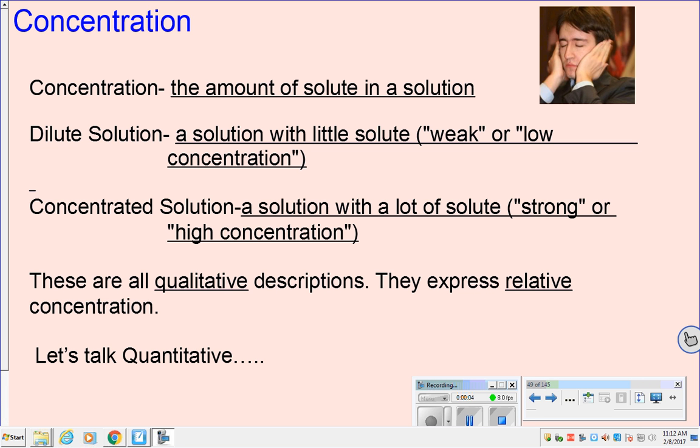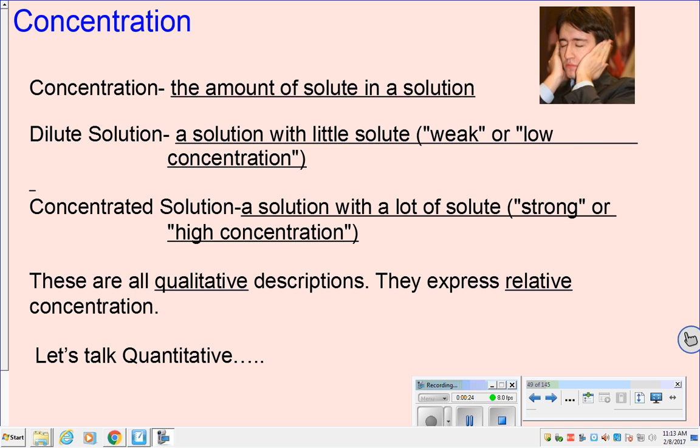Going to talk about solution concentration. Concentration is defined as the amount of solute in a solution. Some qualitative terms that we use are the term dilute, a solution that we would consider to not have that much solute in it, or concentrated, which would be a solution which we would consider to have a lot of solute in it.